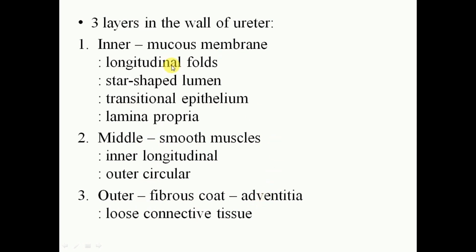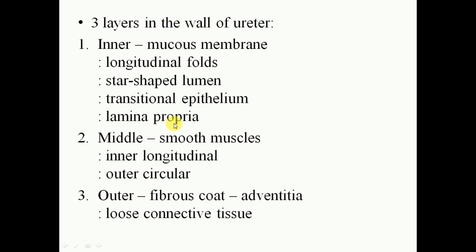If we see the innermost layer, that is mucosa. The mucosa has numerous longitudinal folds that give the lumen a typical star-shaped appearance. So the lumen in case of ureter will be classical star-shaped because of the longitudinal folds which will be seen in a transverse section. And this mucosa has a lining of transitional epithelium, that is the classical epithelium, also known as urothelium, because it lines the urinary passages. And deep to transitional epithelium there will be lamina propria, which is a dense irregular connective tissue.